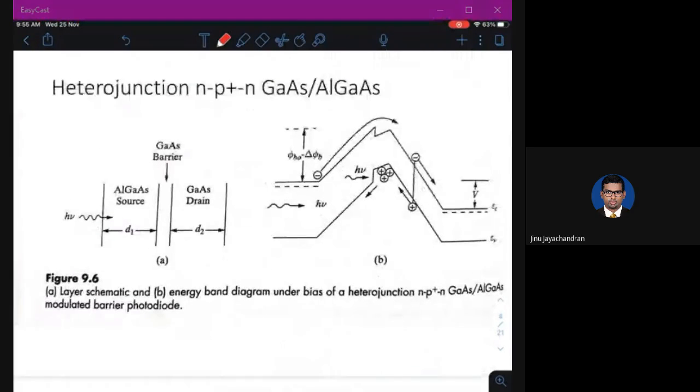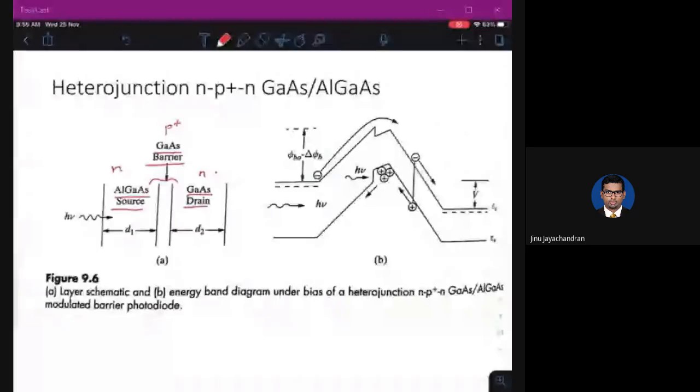Now, just to give an example, this is a heterojunction N-P plus N gallium arsenide, aluminum gallium arsenide material. There's an aluminum gallium arsenide source, which we call a source just for the sake of differentiating. And there is a gallium arsenide drain. And there is a small barrier because of another gallium arsenide. So this is a P plus layer. These are all N layers.